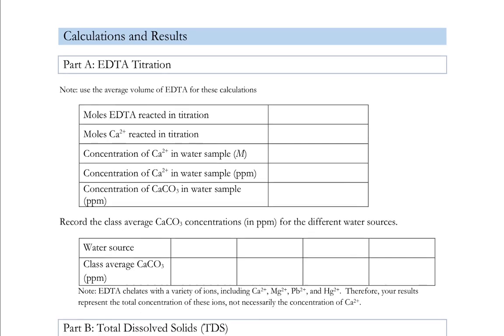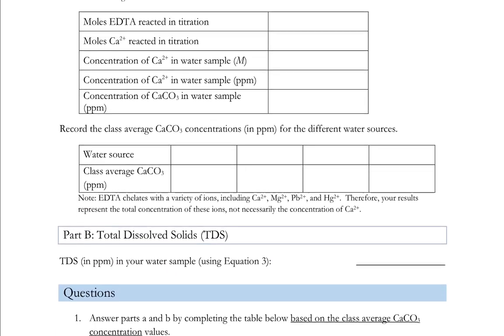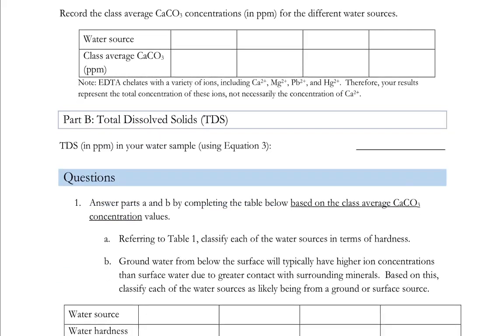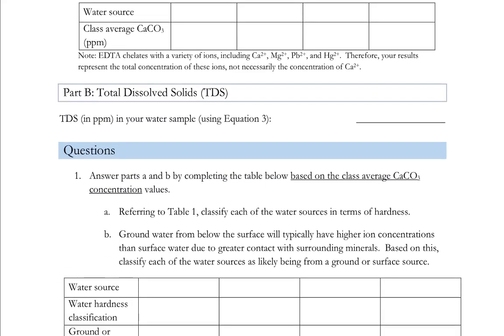Now, for the class average, in the experiment video, I'm going to give you water sources and the class average values for the calcium carbonate in ppm from those water sources. We are skipping part B, so ignore that.